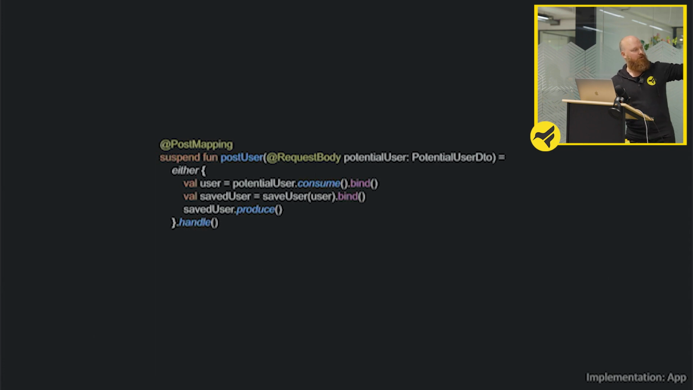So whenever it goes wrong on the potential user or on the saved user, it will be collected in this either, and then we can return that saved user and produce it to the outside world. And because that could also maybe go wrong, this is all collected in this either, and then you can do some handle function that handles that.